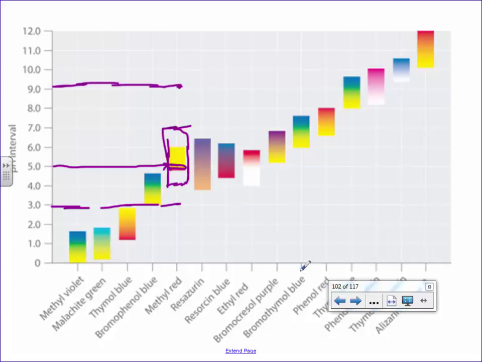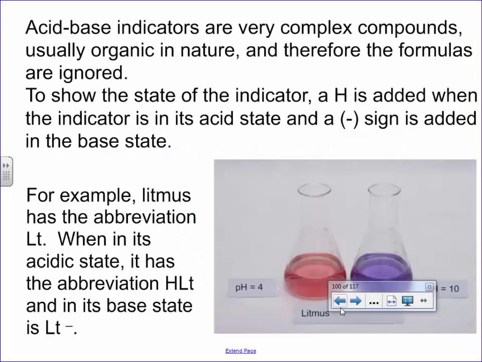So these indicators, I'm going to go back a slide here. Indicators are very complex compounds. I don't even know that I could explain what they are. Most of them are organic, and they have like acid and base components to them. The basic idea, though, is that they change color depending on pH.